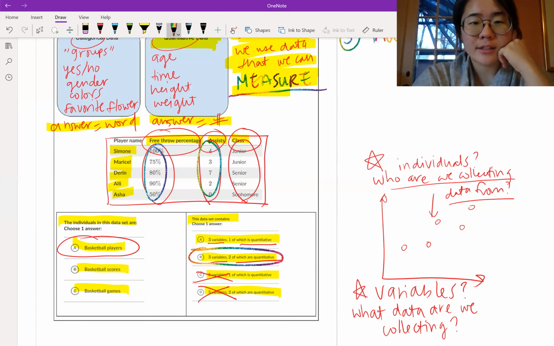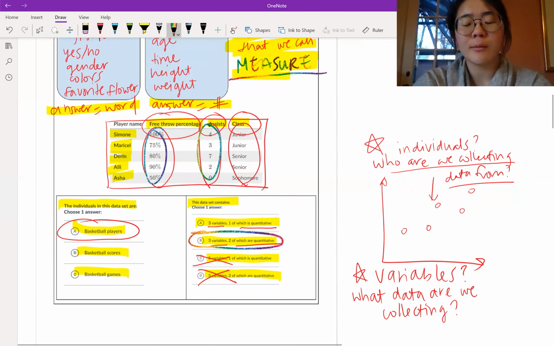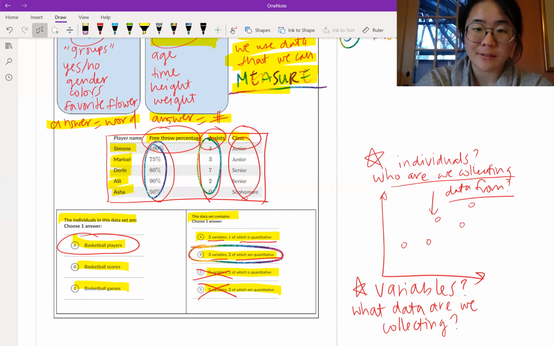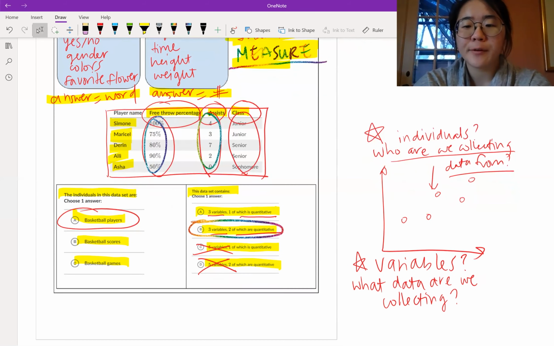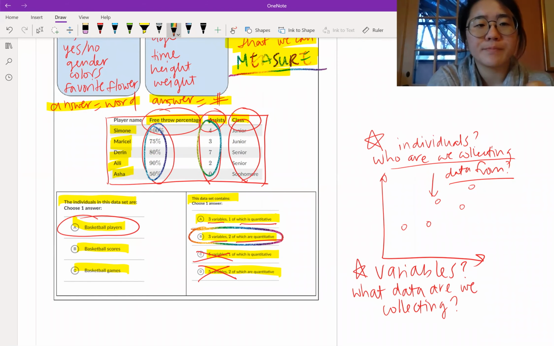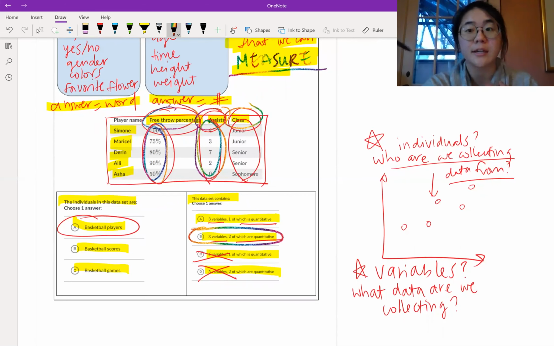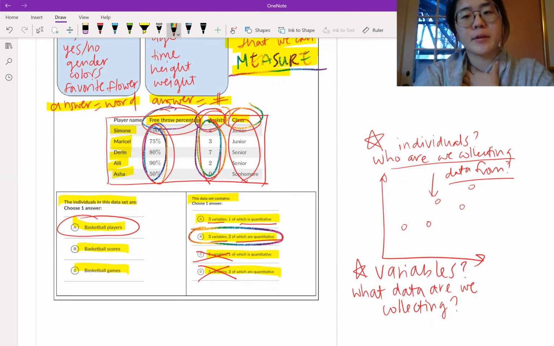So I can understand this might be a little bit confusing, but I always want you to think about these questions. When I'm talking about individuals, who are we collecting data from? If we're talking about variables, what data are we collecting? Typically, you just want to be able to count how many things we're comparing, that's your variables. And then you want to ask yourself, which of them are we measuring? Because when we're measuring, it's our quantitative data.